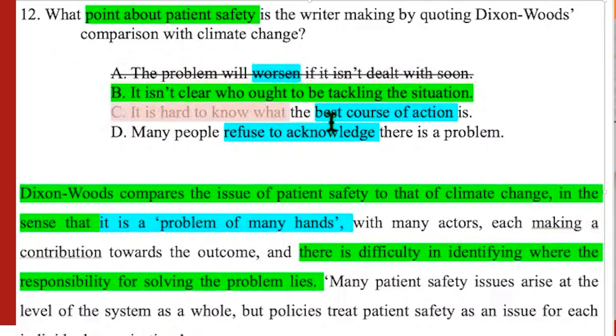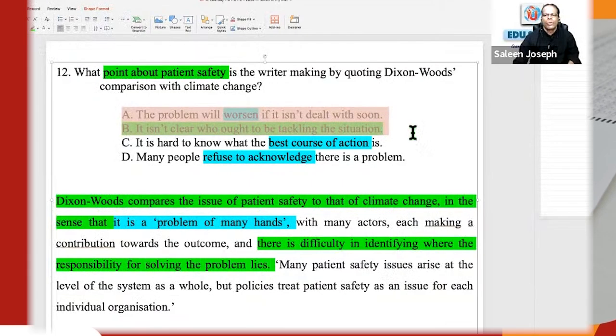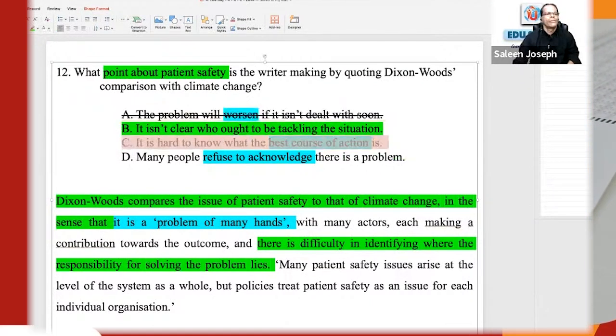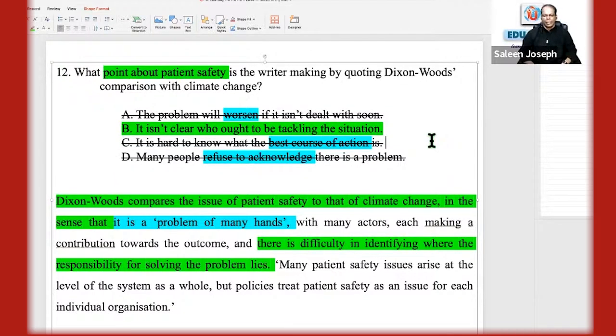Do they say the problem will worsen if you don't act immediately? It is hard to know what the best course of action is. They don't say what is the best course of action, what you have to do. Nothing is mentioned here. Only thing they are highlighting is we don't know who has to do it. There are so many people, the problem of many hands. Many people refuse to acknowledge the problem: they don't say anything about that. You see, three options are not given and only one option is given. And it's also given in the topic sentence itself. The meaning is given: it isn't clear who ought to be tackling the situation.